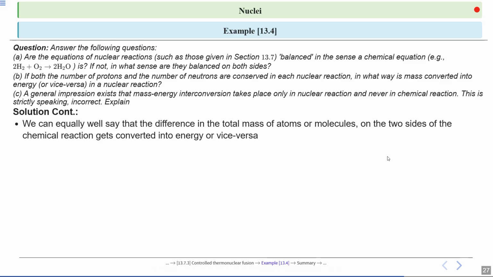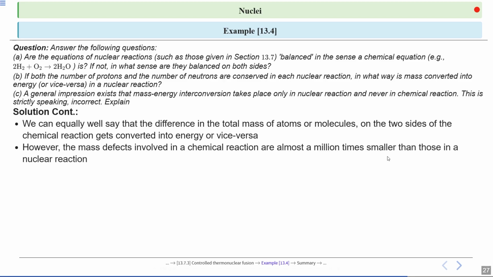Now let's focus on the idea that mass energy conversion can happen in chemical reactions too. The difference in total mass between the atoms or molecules before and after a chemical reaction is actually converted into energy, or energy can be converted into mass. However, the amount of mass lost or gained in a chemical reaction is extremely small, almost a million times smaller than what we see in nuclear reactions.